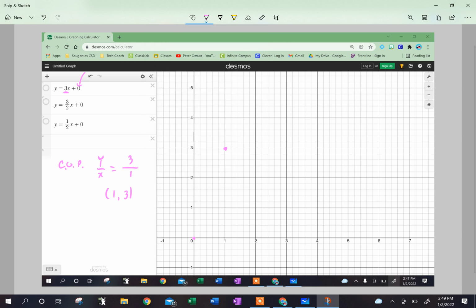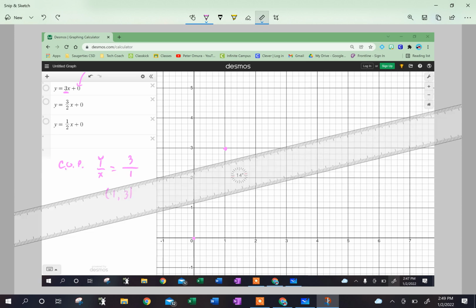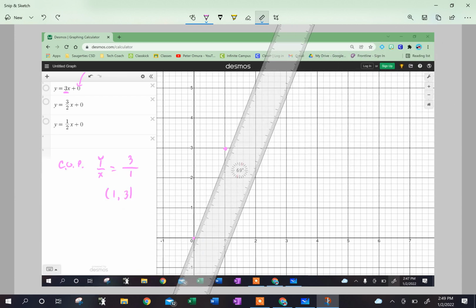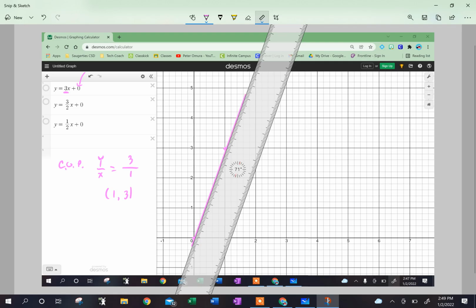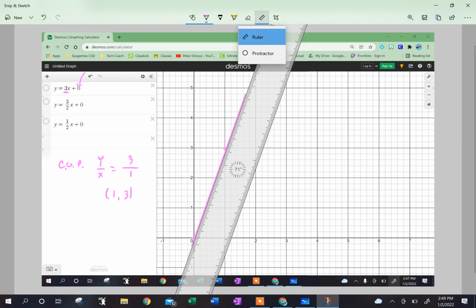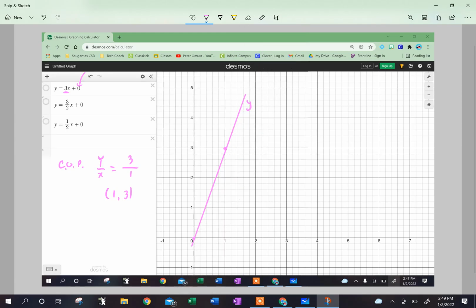Let me do this in a different color. Oh, you know what I should do real quick? That's not looking nice. Oh, you know what I can do? Oh, this will be nice. I'm sorry, you're going to have to bear with me. I'm going to do the best I can. So that is y equals 3x plus 0.